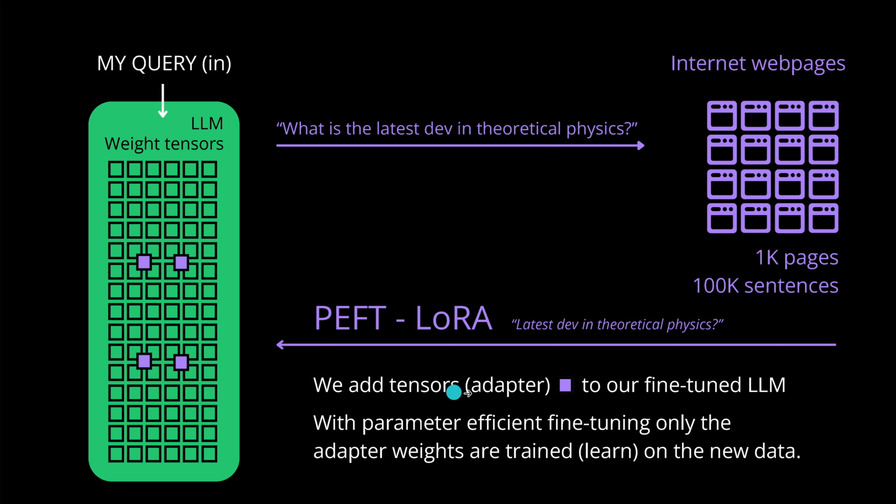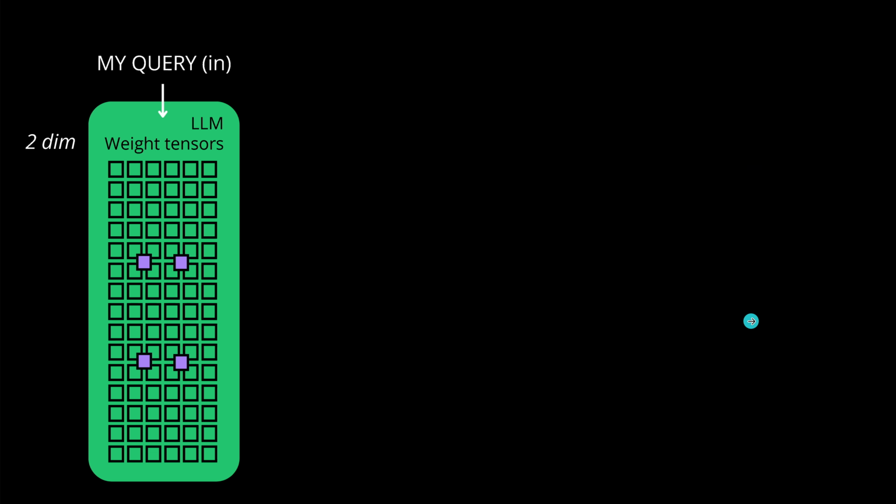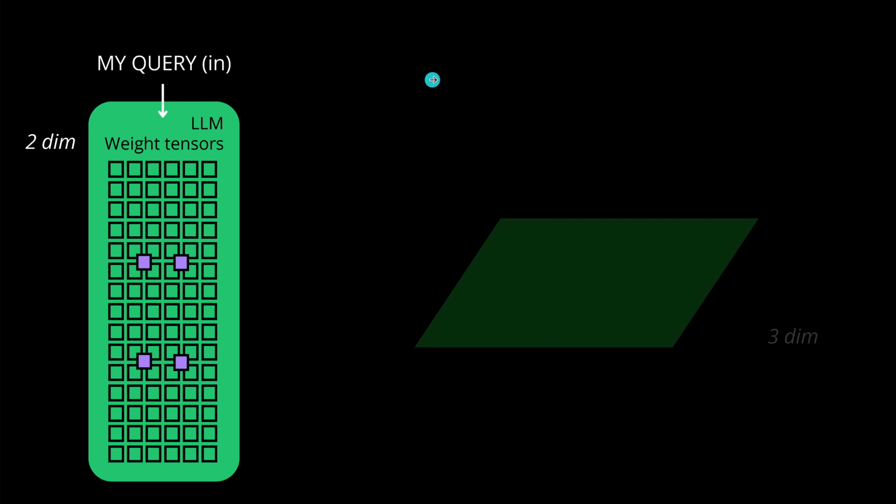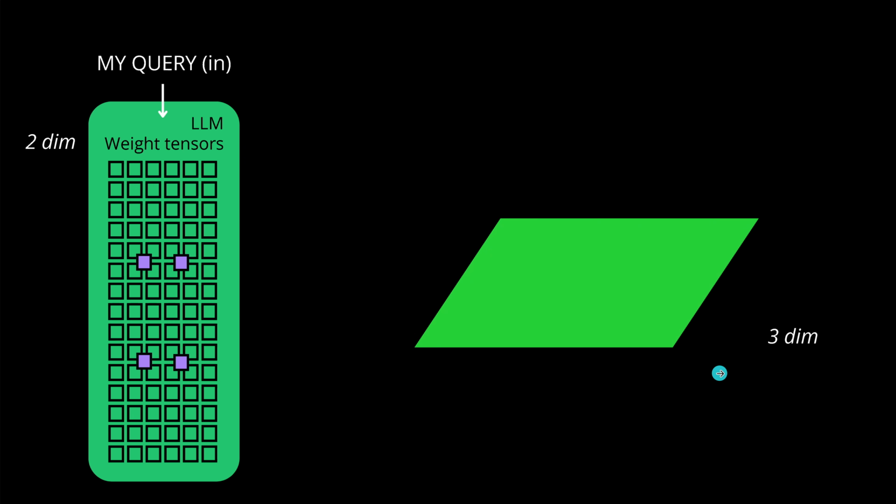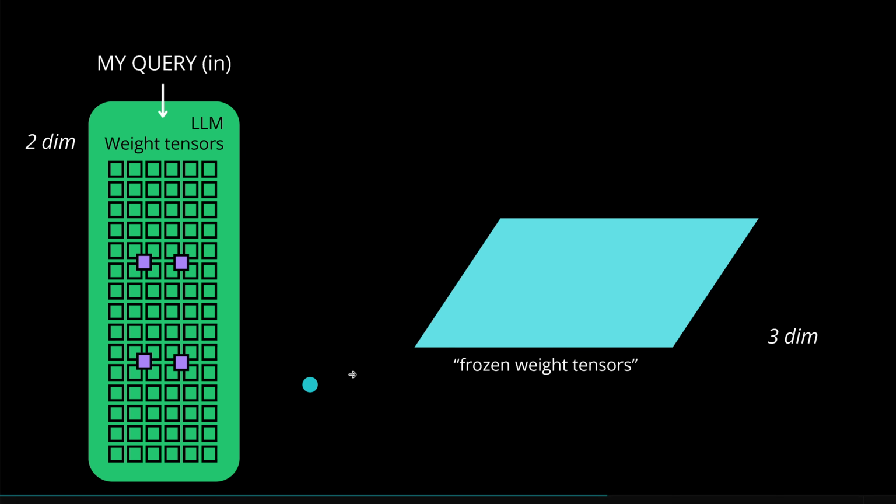Great, so with parameter efficient tuning, only the adapter weights in pink are trained on the new data. Let me give you another kind of perspective on this. Imagine this here is our two-dimensional visualization of all the weight tensors. So let's put this in three dimensions. Here, the screen is identical, the screen here in three dimensions. And all those hundreds of billions of tensors, we now freeze.